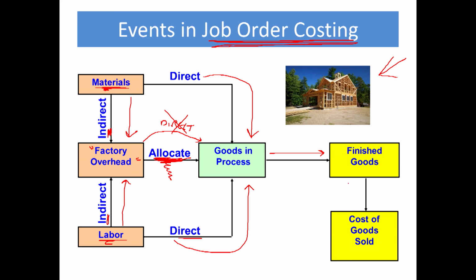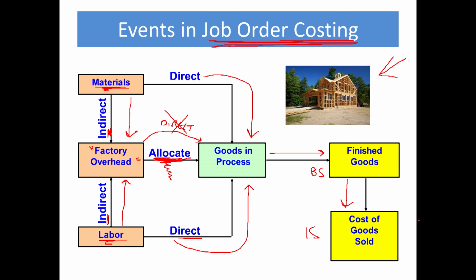And then once the finished good is sold, it moves from the balance sheet, from finished goods inventory, over to the income statement, when we decrease finished goods inventory and we increase cost of goods sold. Make sense? Okay. A little preview of things to come. All right? So, any questions?